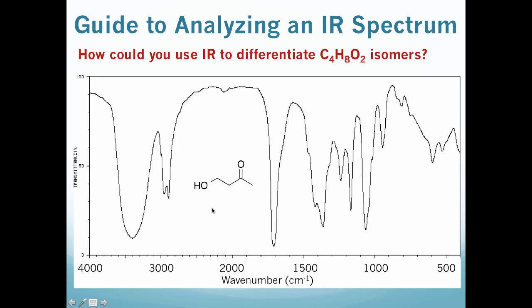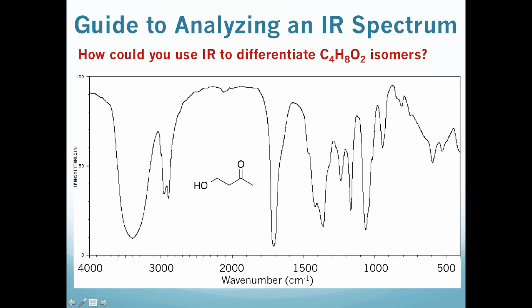The next one we have here, right around 3400 wave numbers, is our OH. Right here just less than 3000, C sp3 H stretches, which we have in this molecule. Right here just above 1700, that's our carbonyl. And then here at about 1050, that is our carbon sp3 oxygen stretch. So those are the main things you can pull out of this one.